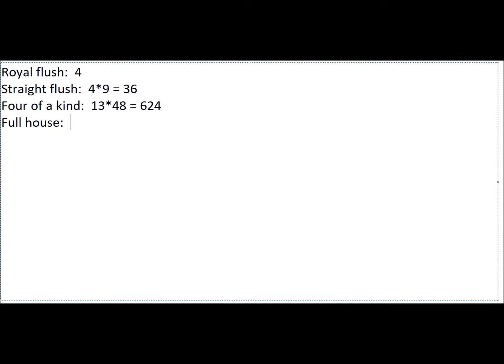For the full house, there are 13 possible ranks for the 3 of a kind and 12 ranks left for the pair. For the 3 of a kind, there are 4 choose 3 ways to pick 3 suits out of 4, times 4 choose 2 ways to pick 2 suits out of 4 for the pair. So that equals 13 times 12 times 4 times 6, which equals 3,744.